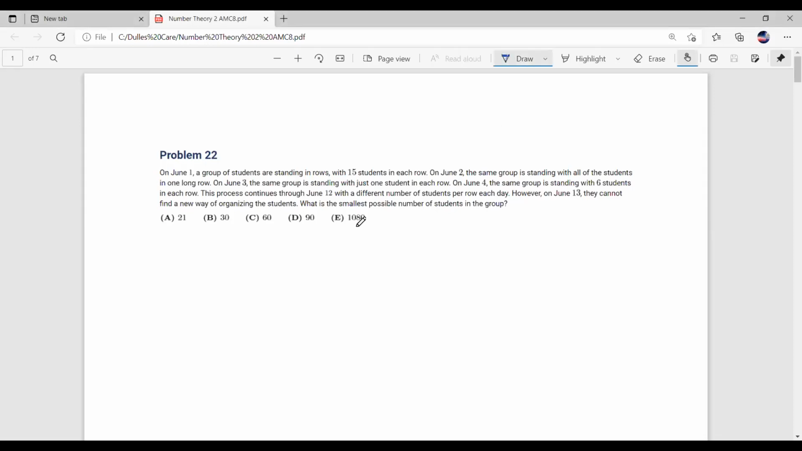So how will we approach this problem? Let's first say that our mystery number m, the smallest possible number of students in this group, is equal to 15n. On June 1st, we have students sitting in rows with 15 students in each row, so that means m is divisible by 15. Likewise, it's also divisible by 6. We know that from June 4th. It's also equal to 6a. All right, so that's what we have so far.